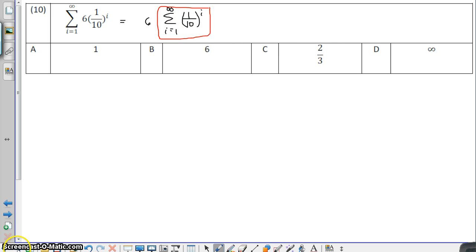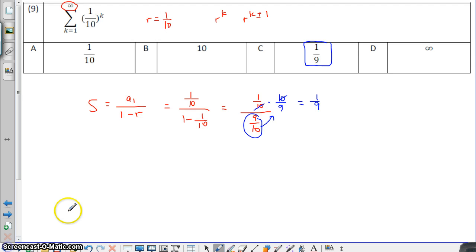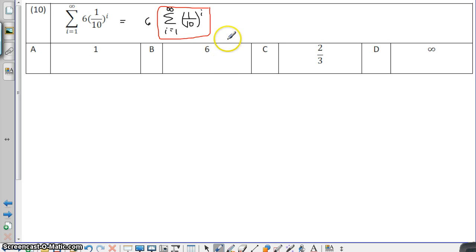Same thing, since my answer back here was 1/9. I'm going to replace this entire thing with 1/9, just this red part. Replace it with 1 over 9. So then what you would end up getting is 6 times 1 over 9. That would reduce to 2/3.